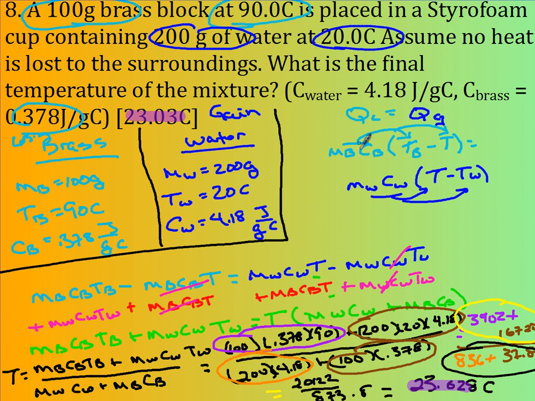Then distribute across. Get all of the unknown temperatures on one side, divide, and then plug. And it's ugly, but you can do this. These are fun problems. Just think of it like that.